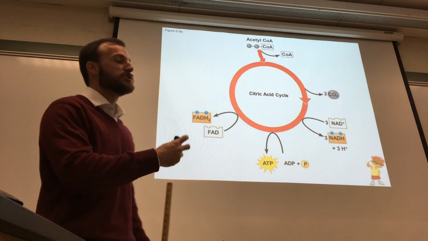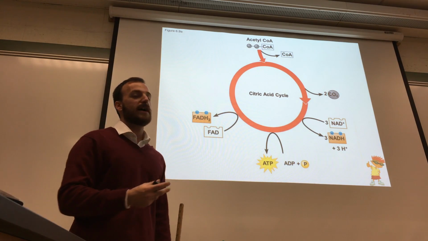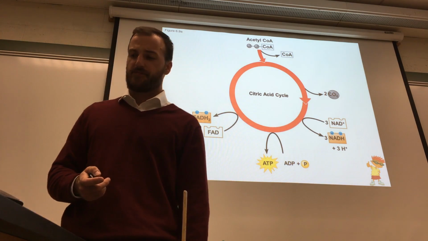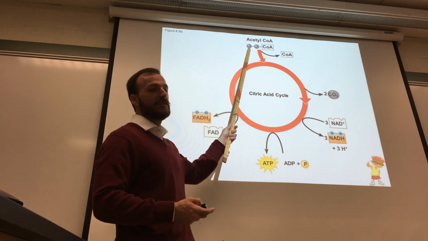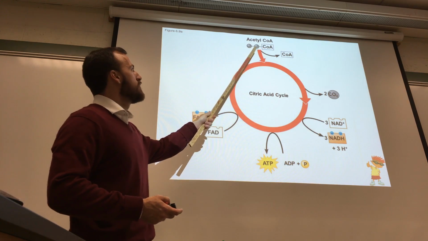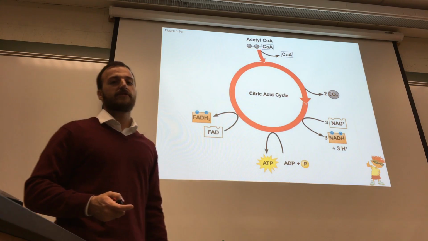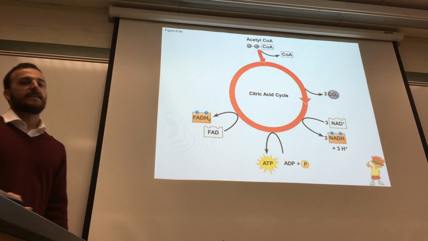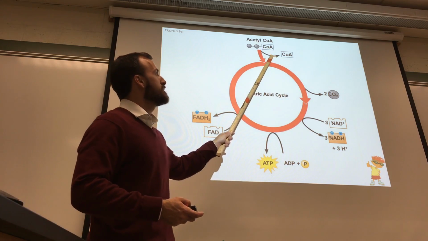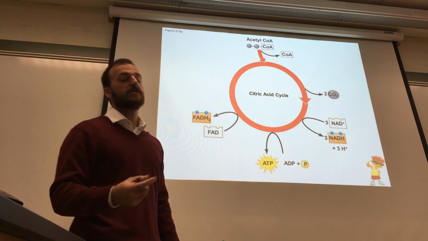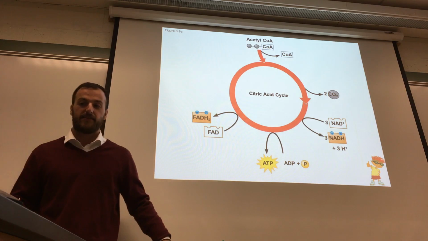So if we just zoom out here and we think about the citric acid cycle, then we're looking at this acetyl coenzyme A molecule. Well, immediately this limo driver is going to leave. That limo driver is done for the rest of time. He's going to be recycled to be used in pyruvate oxidation again. Okay?